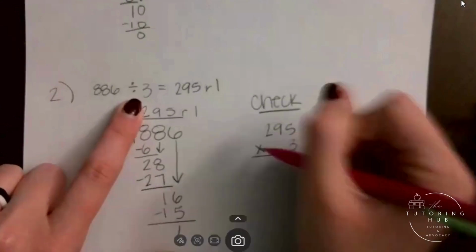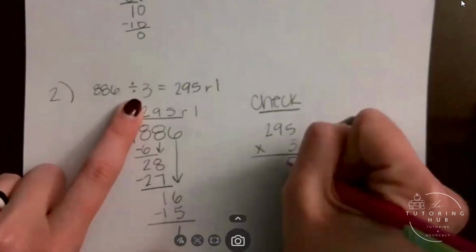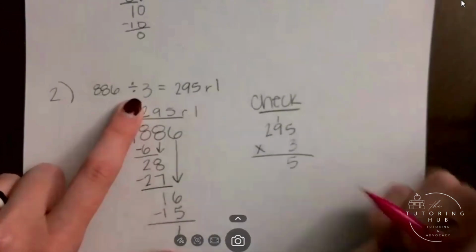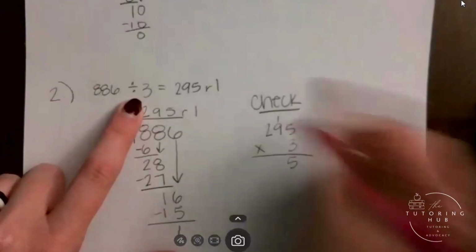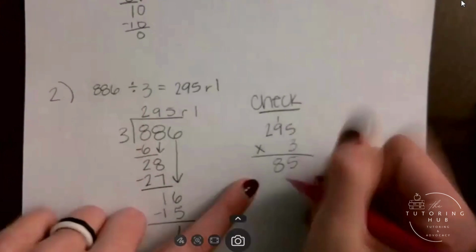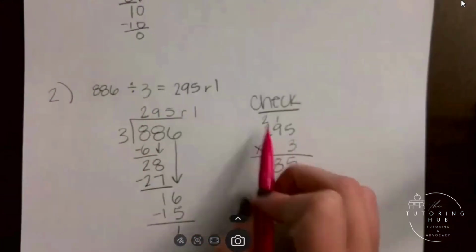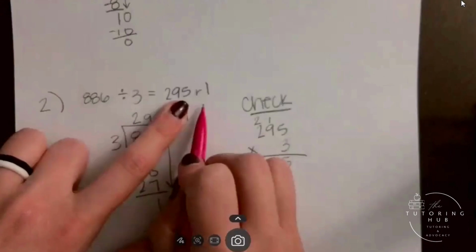So 3 times 5 is 15. So I put my 5, carry my 1. 3 times 9 is 27, plus 1 is 28. So I put my 8, and then I carry my 2. And now 3 times 2 is 6, plus 2 is 8. So I have 885, and now I'm going to look at my remainder, and I had 1 left over.